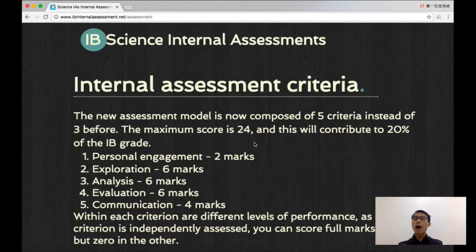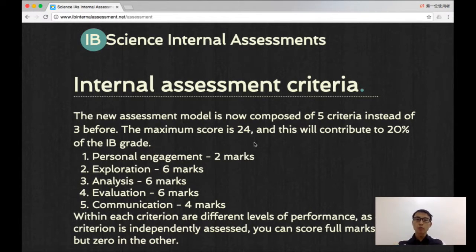You have to know how they're marking it, because you will always do some practice IAs before your real IA. From the practice IAs, you have to give it your best effort and also look at where your teachers give marks and where they deduct marks.